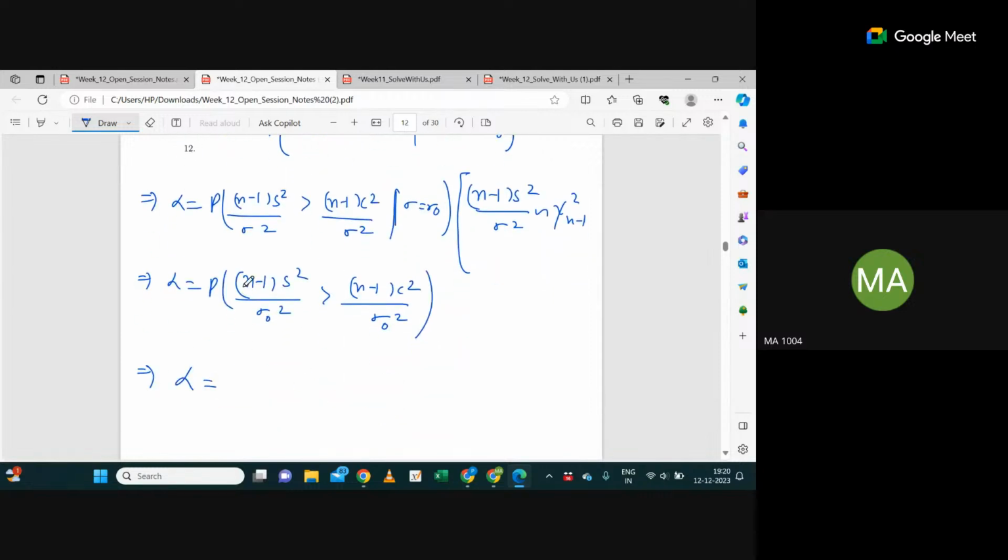So alpha will be, now what about this term? This is nothing but chi-square with n minus 1 degrees of freedom, and this will be greater than n minus 1 C square divided by sigma naught square. So far, so good. Any doubt?